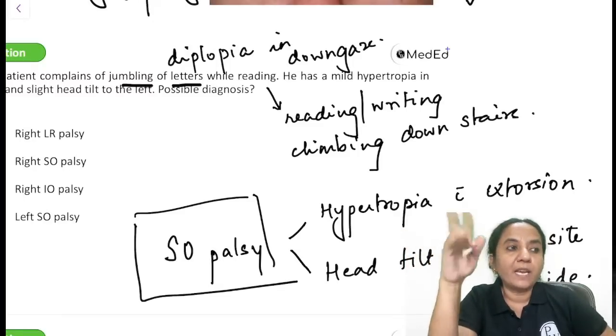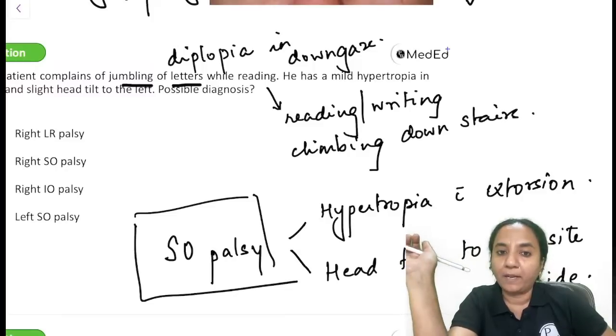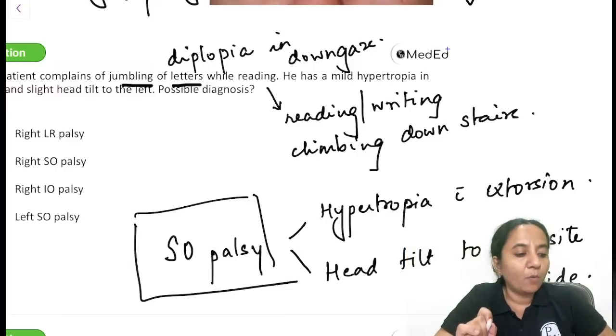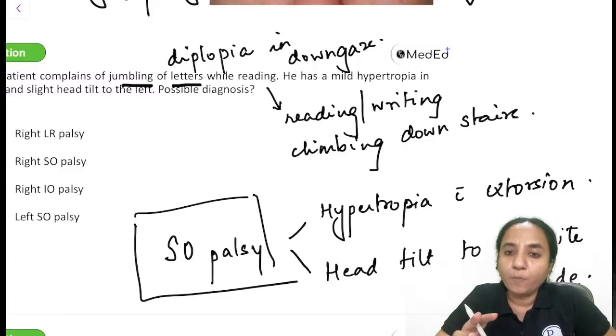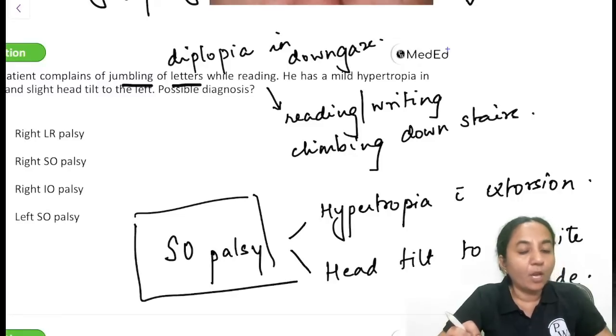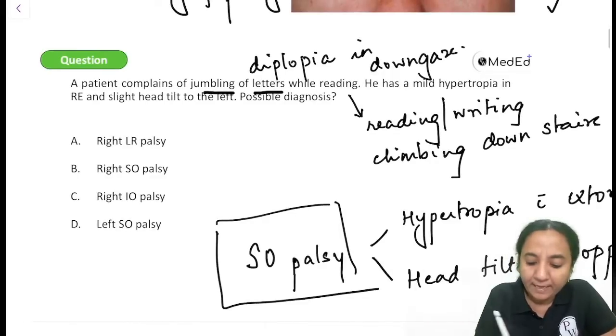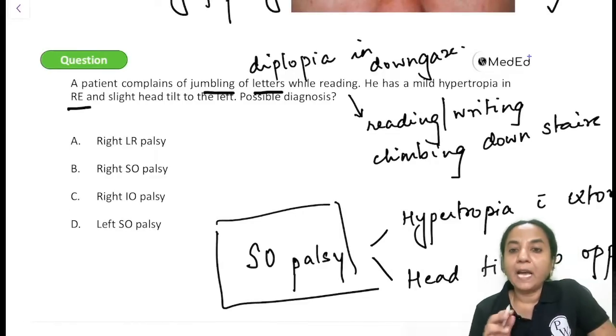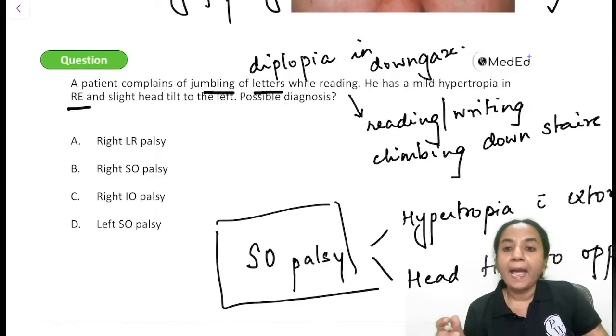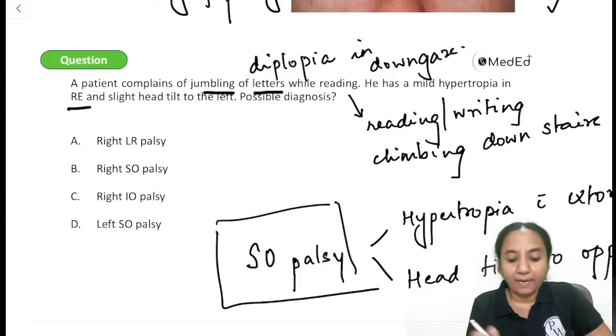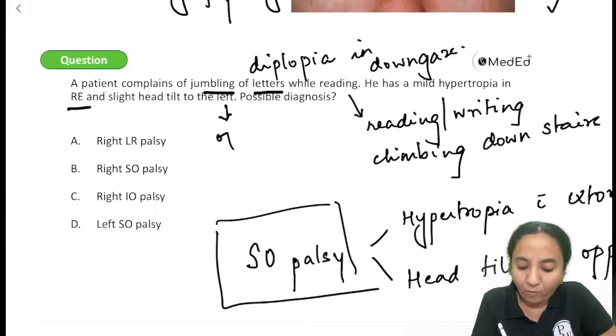Now we have to think whether to mark right SO or left SO. So in SO palsy, what do you look for? You have hypertropia with extorsion and head tilt to the opposite side. So here, if you look at this picture and this question, what does it say? It says that there is a hypertropia in the right eye, and the head tilt is to the opposite side, which is the left side. So left is the opposite side.